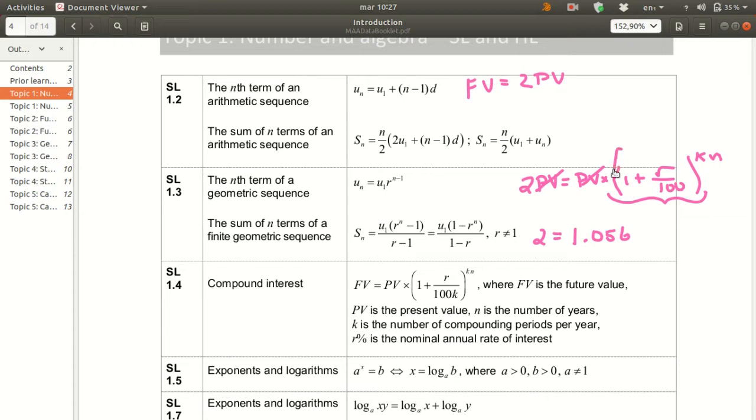So that would be including the k exponent. And we would need to raise this to the power of n. And now we have to solve. So to solve, I can, for example, take the natural logarithm on both sides. So I'm going to have natural logarithm of 2 is equal to n natural logarithm of 1.056. Remember that we can take the exponents down as a coefficient when we apply the natural logarithm.